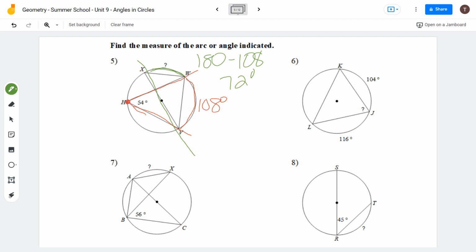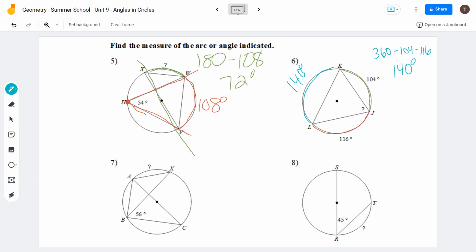If I look at something, I'll do number 6 here for you. So I know this arc and I know this arc, right? My suggestion would be, why don't we find what's left over for this arc? So those 3 make the whole way around the circle. So to find what's left over, I could do 360 minus 104 minus 116. So 360 minus 104 minus 116 would leave 140 degrees for this.